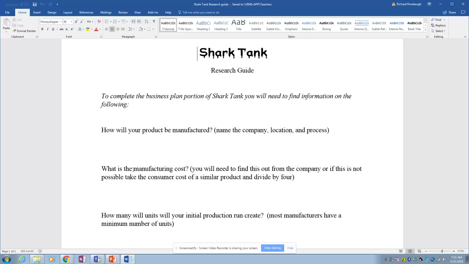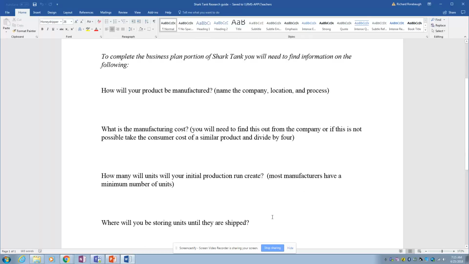All right. Once you've finished with this, and by the way, another question that I'm getting a whole lot: how many units will your initial production run create? One of the things you have to be aware of is most manufacturers require a minimum order. They will not even set up to produce your stuff unless you hit that minimum. If you can't find that information out, the minimum number is going to be 5,000. That seems to be a standard in the industry.